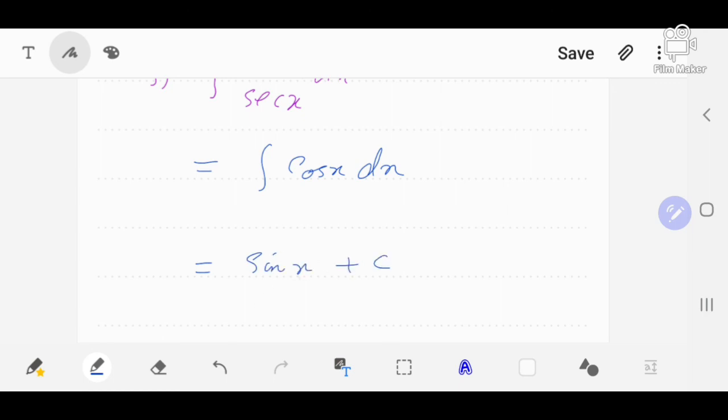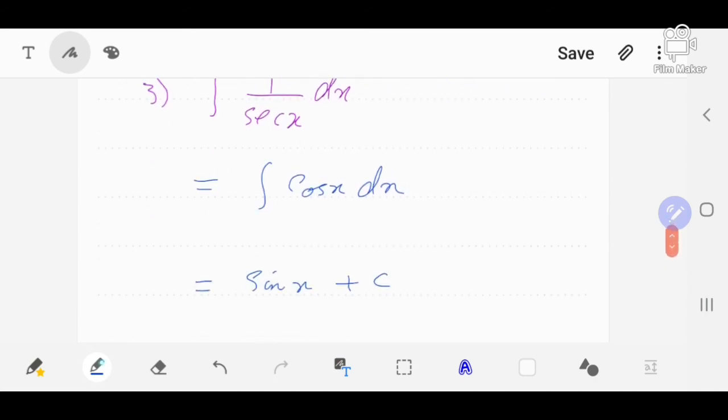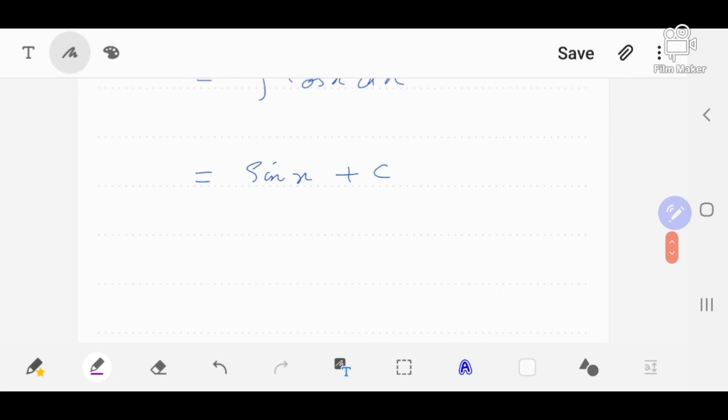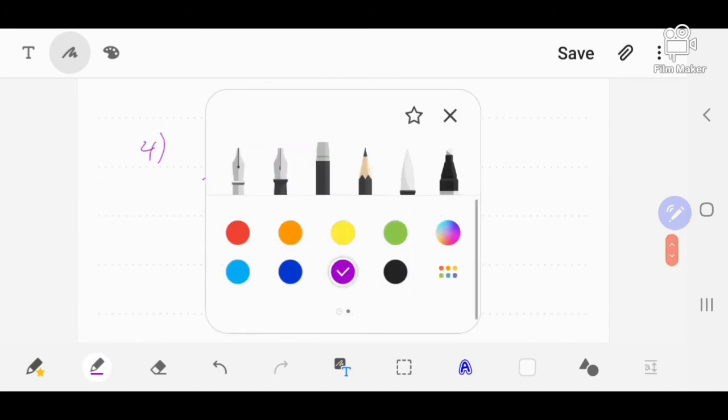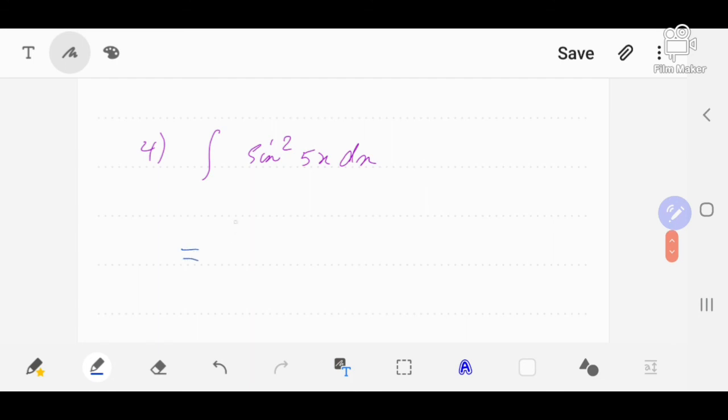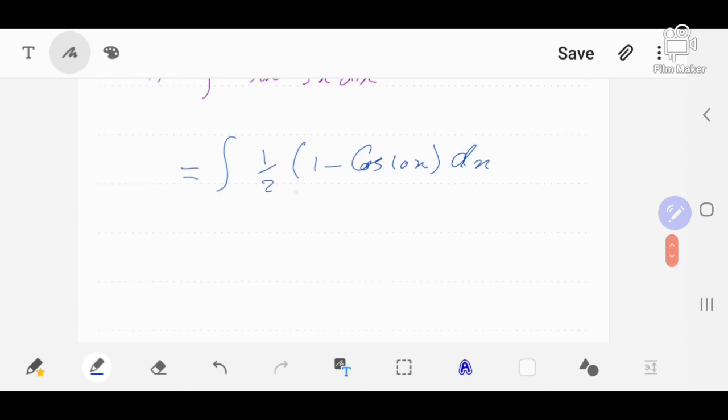And if you have one of the identities, let's say integration of sine squared 5x, for example, dx, I have to rewrite it using the double angle. So this will be half times 1 minus cosine double the angle, so 10x. And we know that half is a constant, so it can be taken out of the integration. So that will be integration of 1 minus integration of cosine.